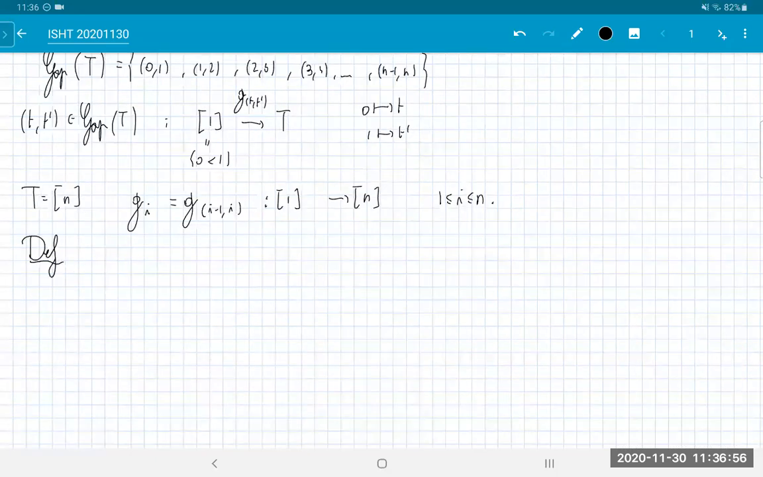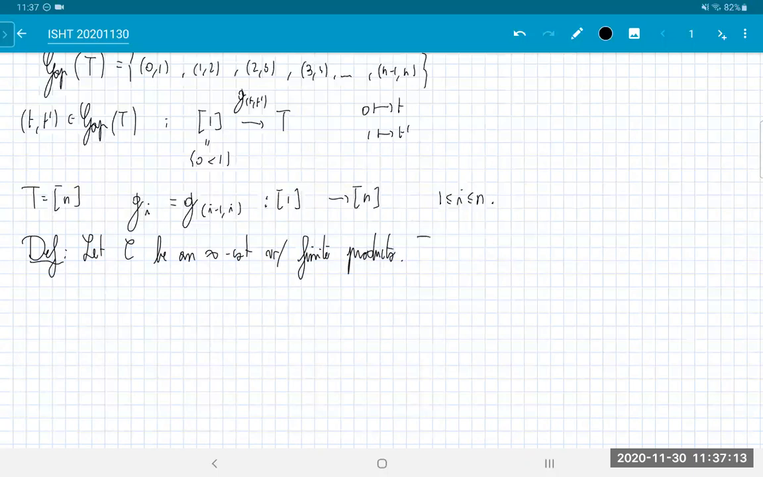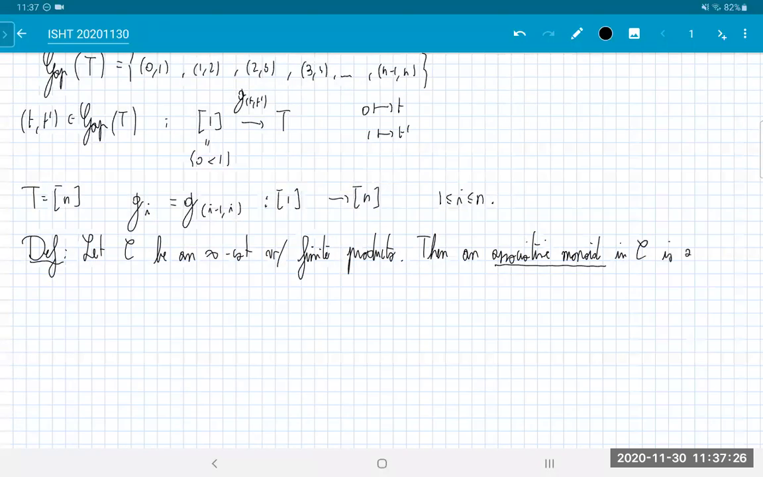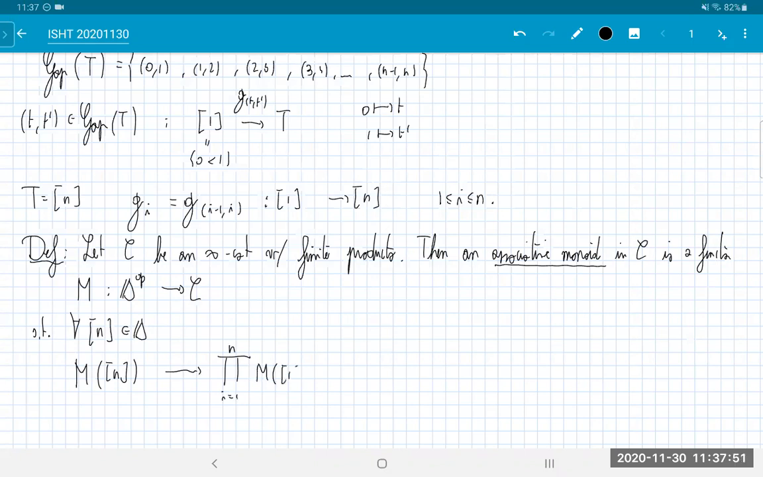So, definition. Let C be an infinity category with finite products. Then an associative monoid, or just a monoid, in C is a functor M from delta op, so it's a simplicial object, such that for every brackets n in delta, this map M of n goes to the product for i from 1 to n of M of brackets 1, along these g_i's, is an equivalence.